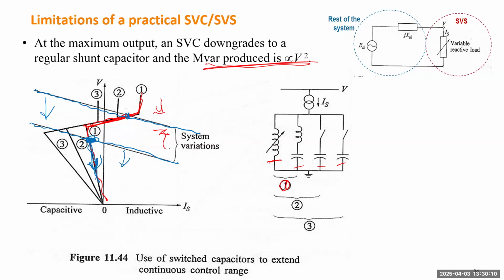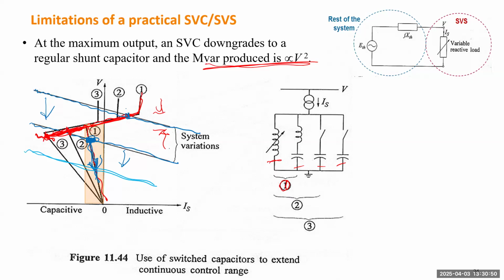If the voltage drops further, it will follow this line. The voltage will drop quickly. Then you need to switch to condition number 2. Once you switch to condition number 2, you extend the operating region a little to here, but it's still not enough. So you have to further switch in the other capacitors. That will give you a bigger range to maintain the voltage. But what if the load declines further? Then it will be out of the limit, and the voltage will drop quickly.